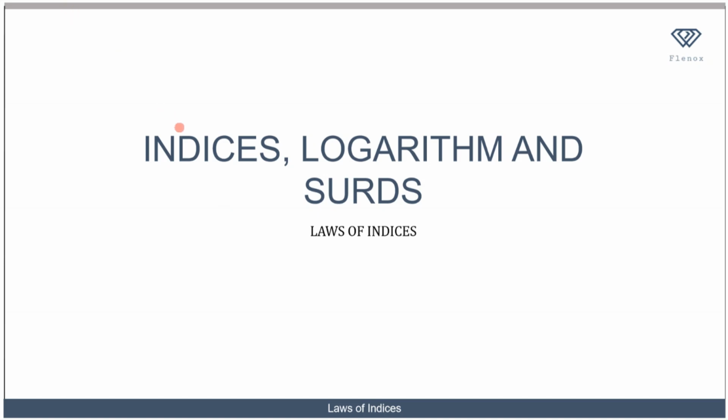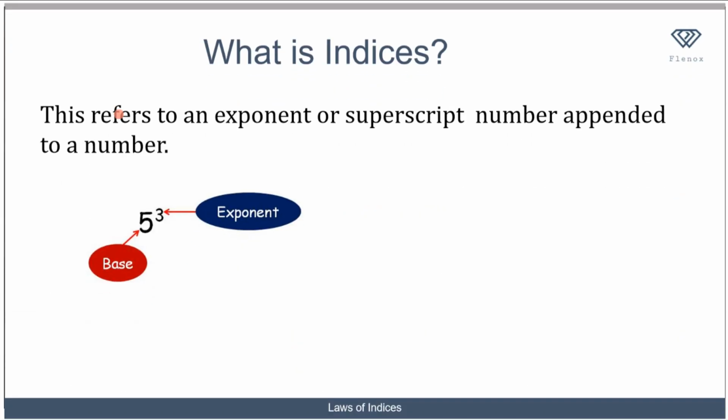Now we'll be looking at the laws of indices. So first off, what is indices? This refers to an exponent or superscript number appended to a number. So indices just represents a form in which we express numbers. As you can see in this case, you have 5 to the power of 3.